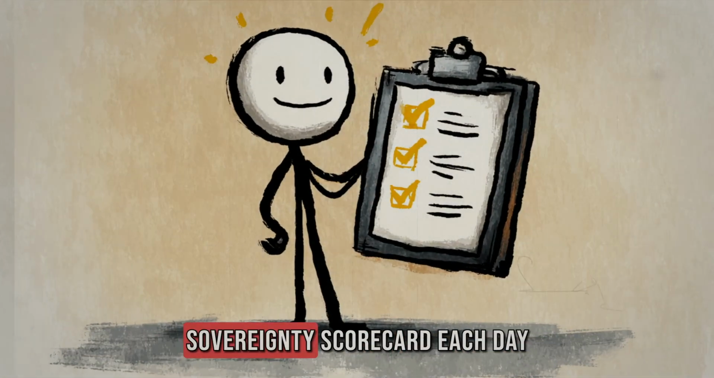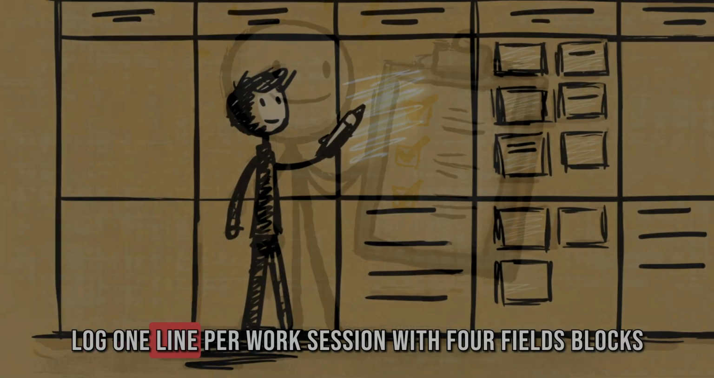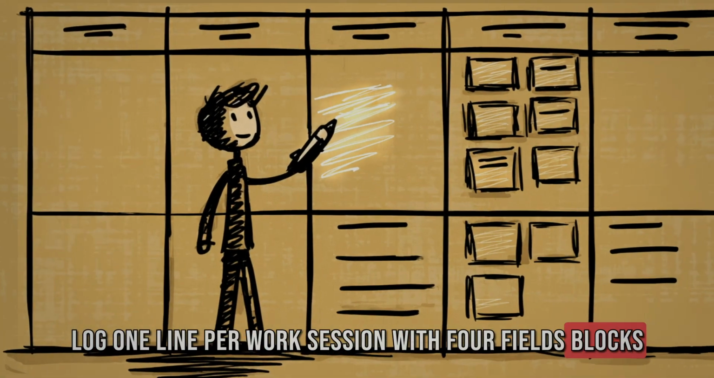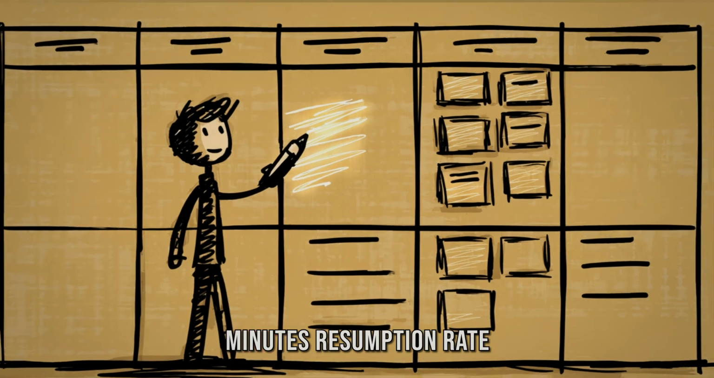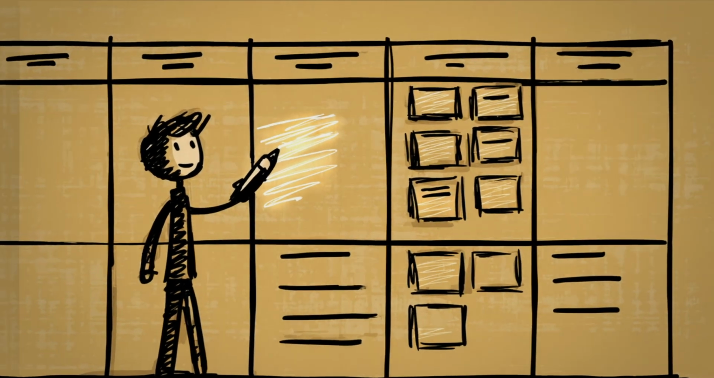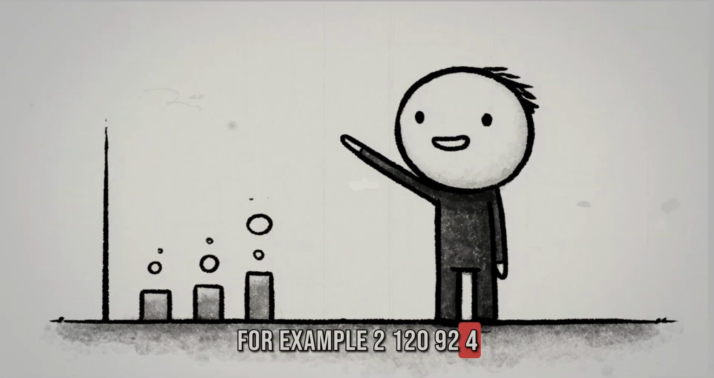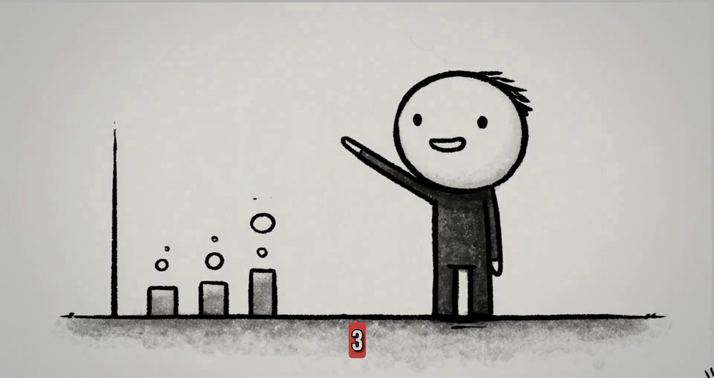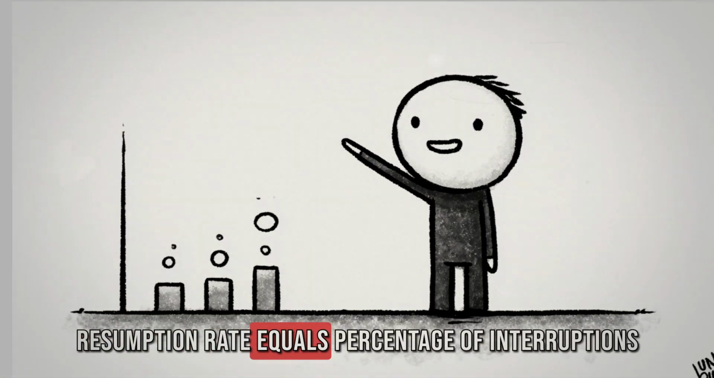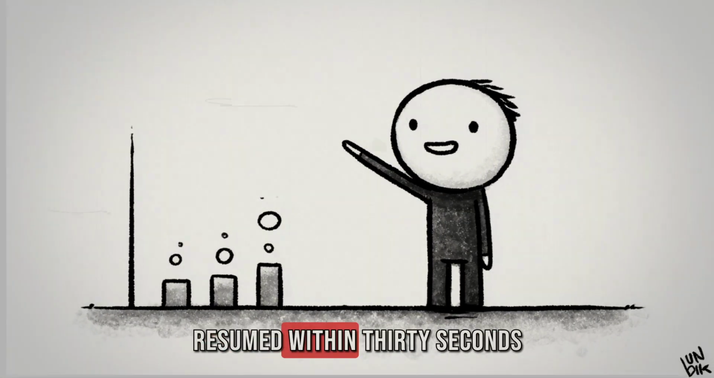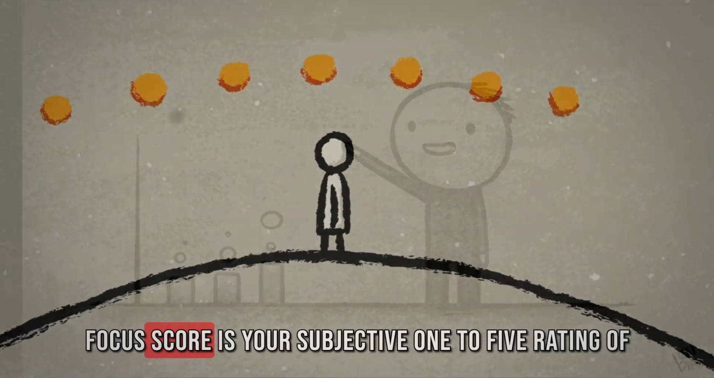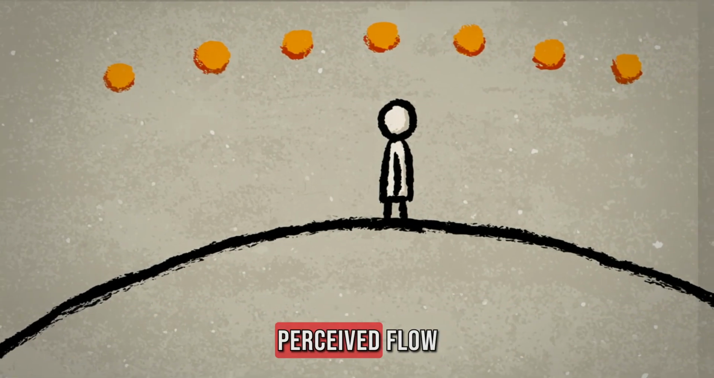Use a simple sovereignty scorecard each day. Log 1 line per work session with 4 fields. Blocks | minutes | resumption rate | focus score. For example, 2 | 120 | 92% | 4.3. Resumption rate equals percentage of interruptions resumed within 30 seconds. Focus score is your subjective 1 to 5 rating of perceived flow.